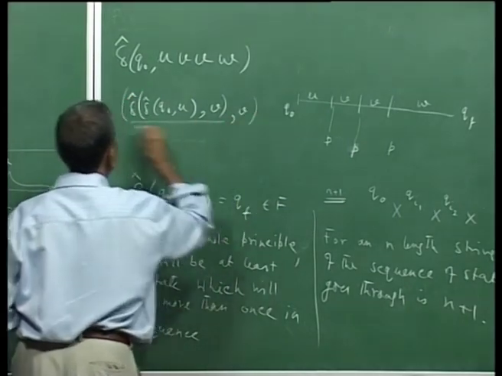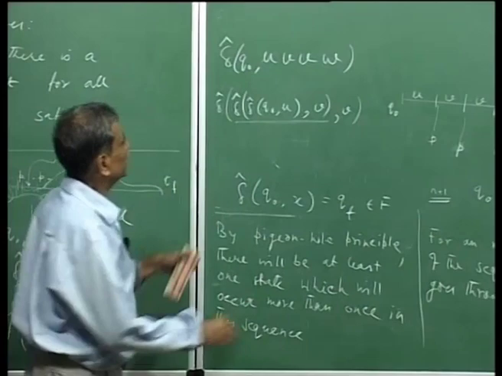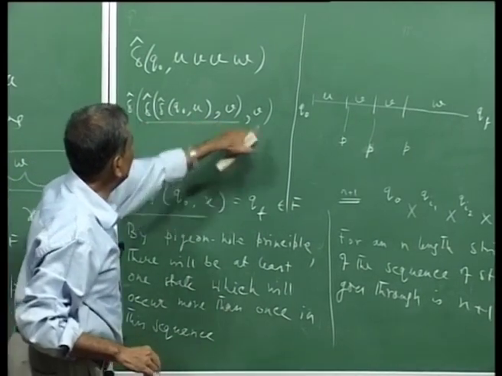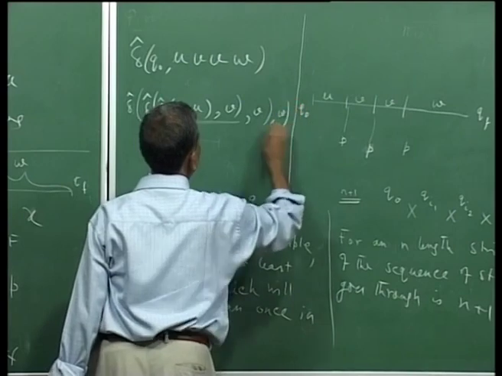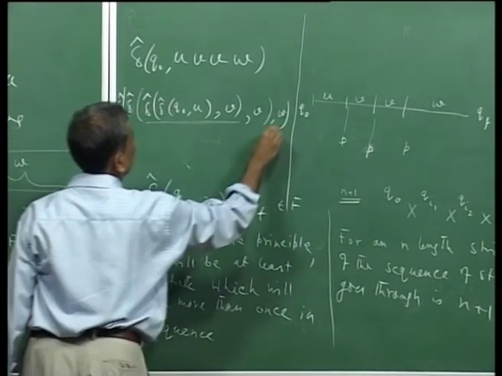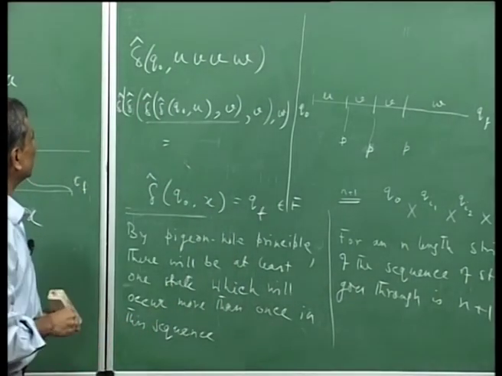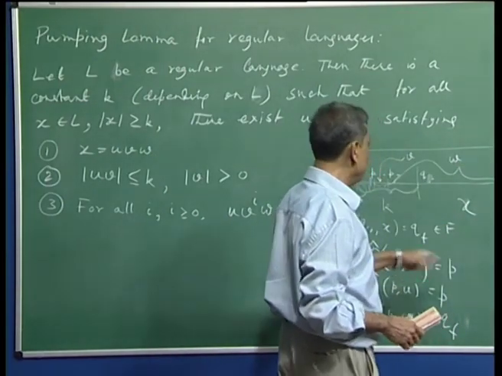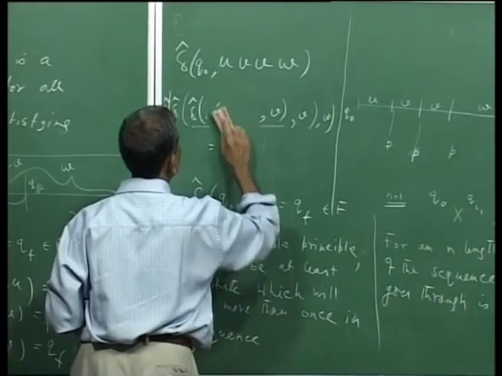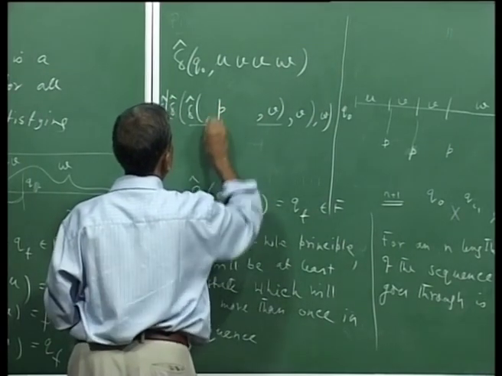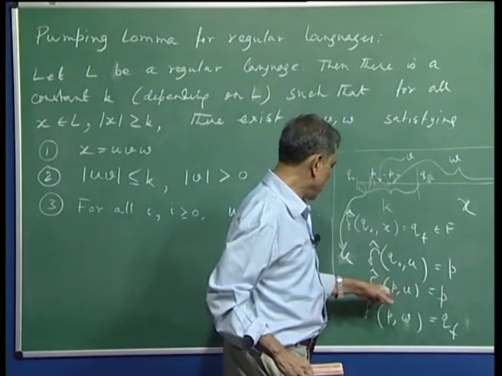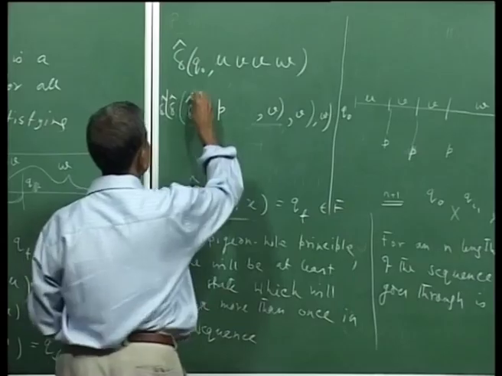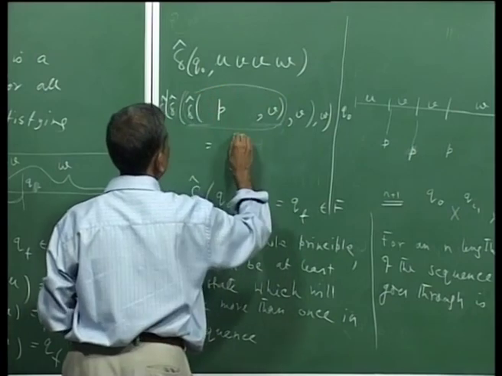And now it sees v. So, delta hat of this is going to be the state the machine is in after seeing u, v, v, and then finally we have w. We will put another delta hat. What is this? Now, I can argue it out using these facts. Delta hat of q0, u was p. So, let me substitute p here. Then, delta hat of p and v is p. So, this whole thing reduces to again p.